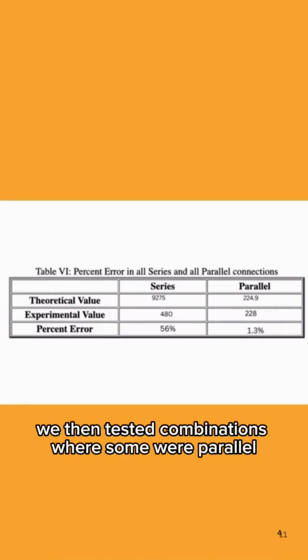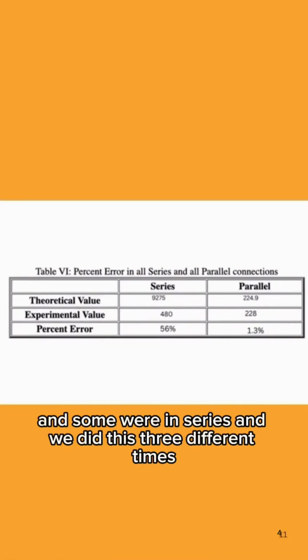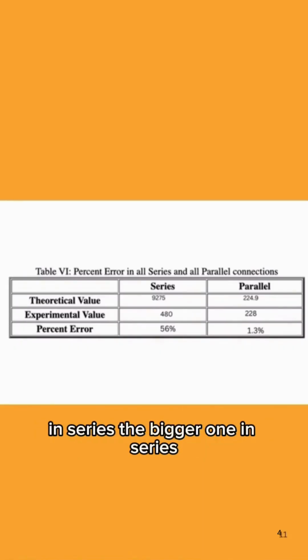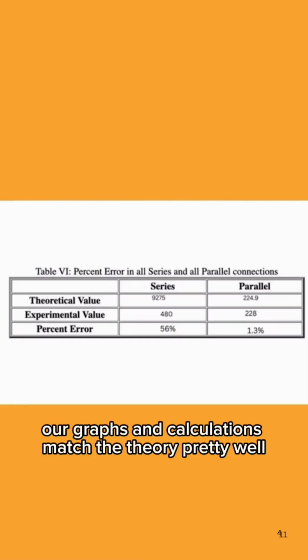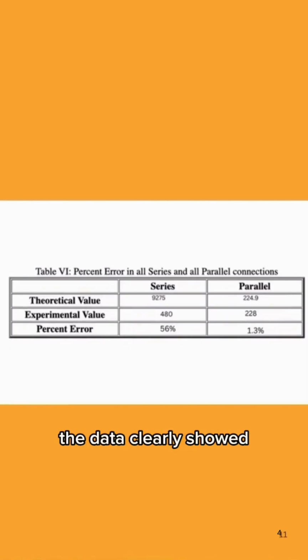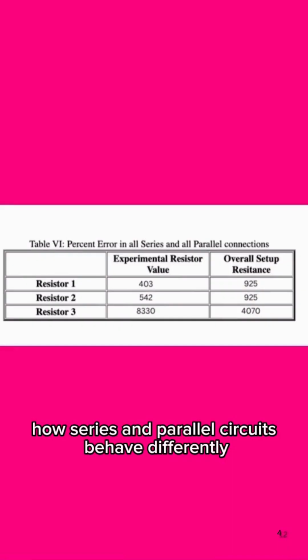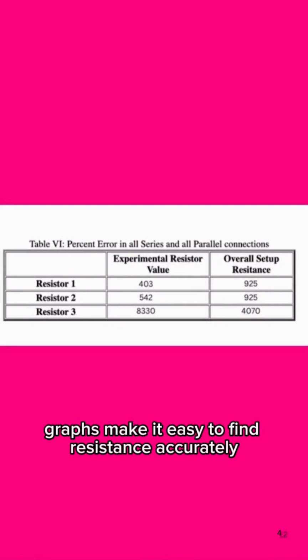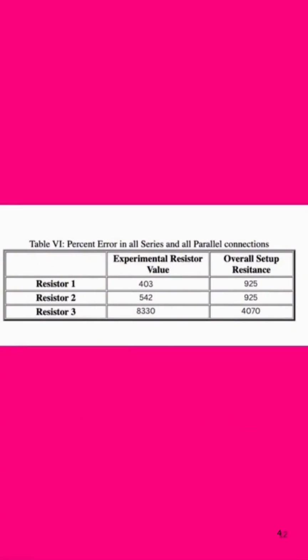We then tested combinations where some were parallel and some were in series, and we did this 3 different times, switching the resistors. The data showed that the total resistance changed depending on which resistor was added in series. The bigger the one in series, the higher the overall resistance became. Our graphs and calculations matched the theory pretty well. The data clearly showed how series and parallel circuits behave differently, and how using the slope of voltage versus current graphs makes it easy to find resistance accurately.